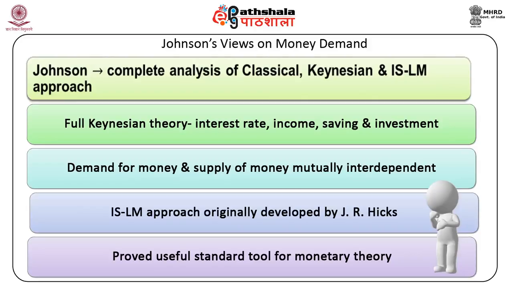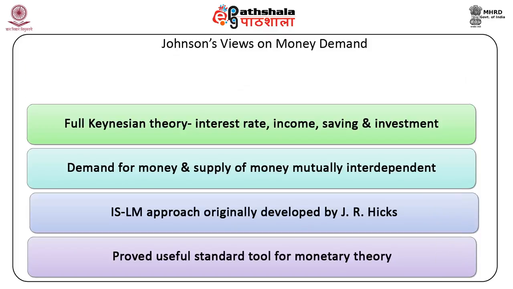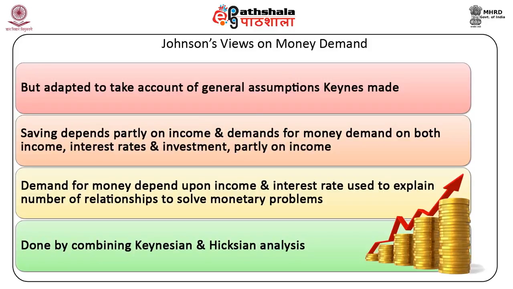H.G. Johnson in 1962 gave a complete analysis of classical, Keynesian, and the ISLM approach of determination of rate of interest. He proposed that the full Keynesian theory, in which the interest rate, income, saving, and investment, demand for money, and supply of money are mutually interdependent, can be represented by the ISLM curves. Johnson states that although the ISLM approach was originally developed by J.R. Hicks, which proved a very useful standard tool for monetary theory, it can also be adapted to take account of more general assumptions that Keynes made.